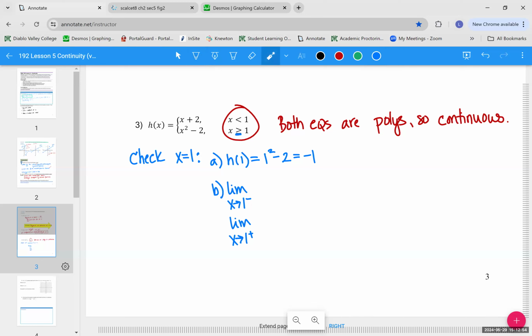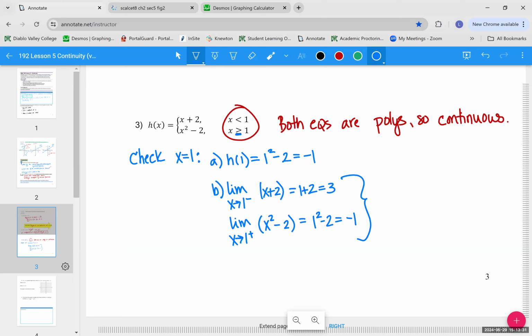The left side limit would be when x is less than 1. So I'd be dealing with the x plus 2 equation, which I can do direct substitution. The limit from the right is going to be when x is greater than 1. So I'm going to be dealing with the x squared minus 2. And again, I can plug that 1 directly in. And so from these, I've done my two one-sided limits.